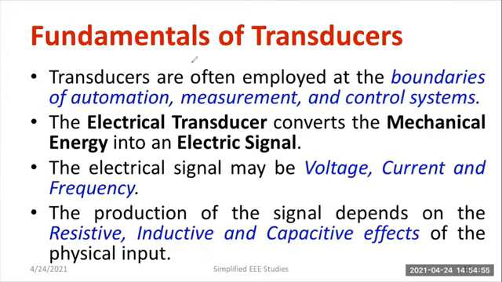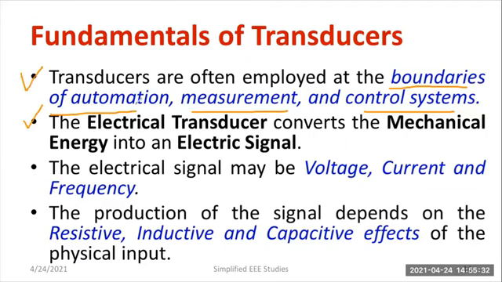Actually, we have to become familiar with a few more fundamental concepts on transducers. Usually, transducers are employed at the boundaries of automation, measurement units and control systems. For a closed loop control system, we require a sensing unit. We have to measure the output, and the output has to be given back to the input as feedback. For the feedback path, we require a transducer. In the area of automation, it is highly unavoidable. And in measurement units also we require a transducer.